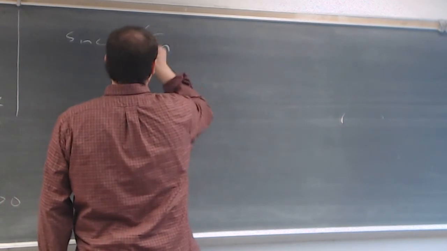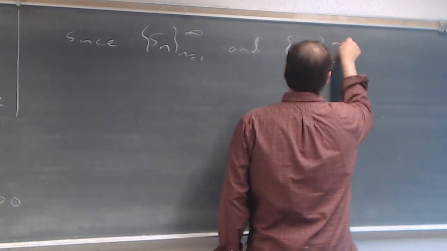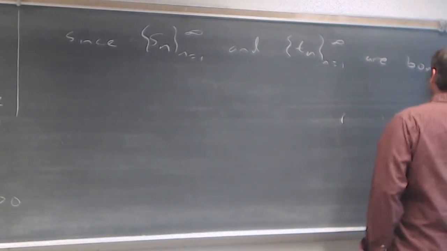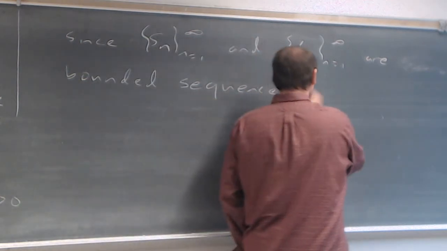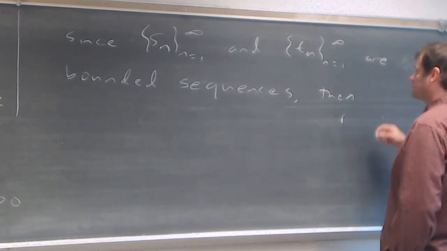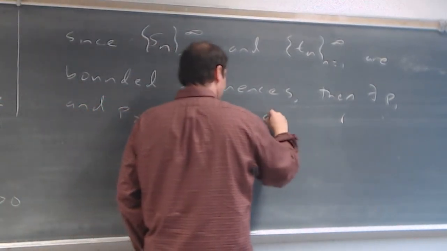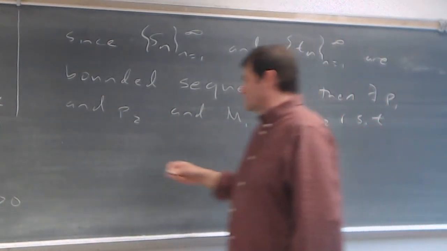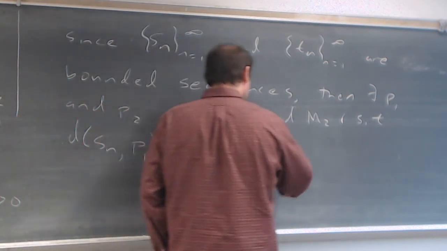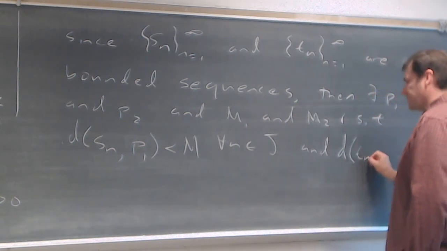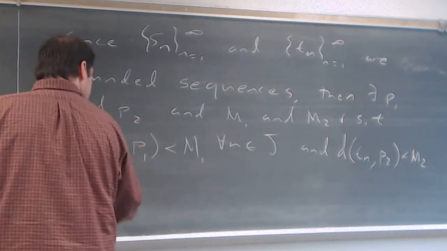Since S sub n and T sub n are bounded sequences, then there exists, let's say, a P1 and a P2 and an M1 and an M2 such that the distance between S sub n and P1 will be less than M1 for all n elements of J, and the distance between T sub n and P2 is less than M sub 2 for all n elements of J.